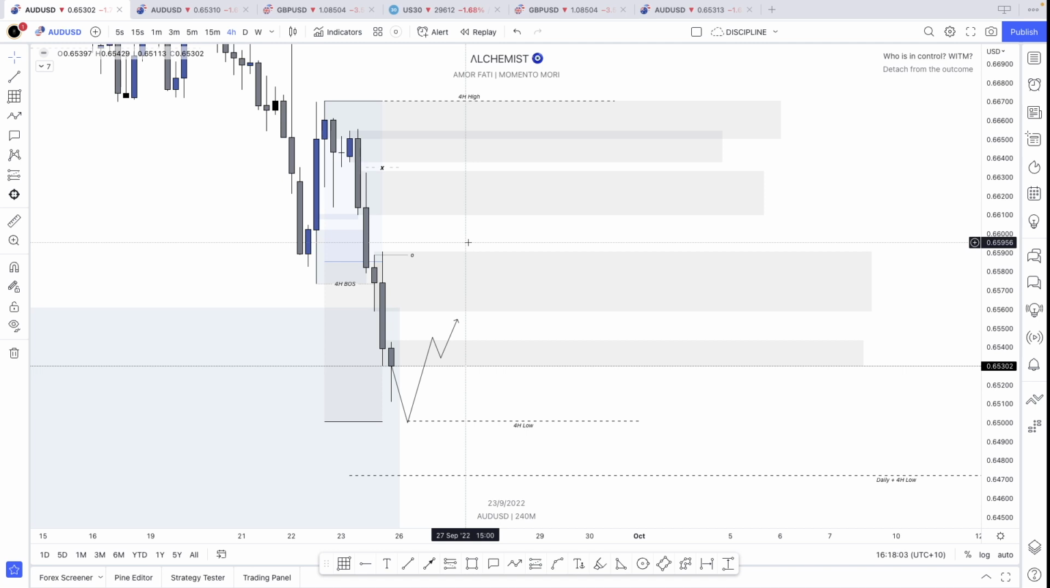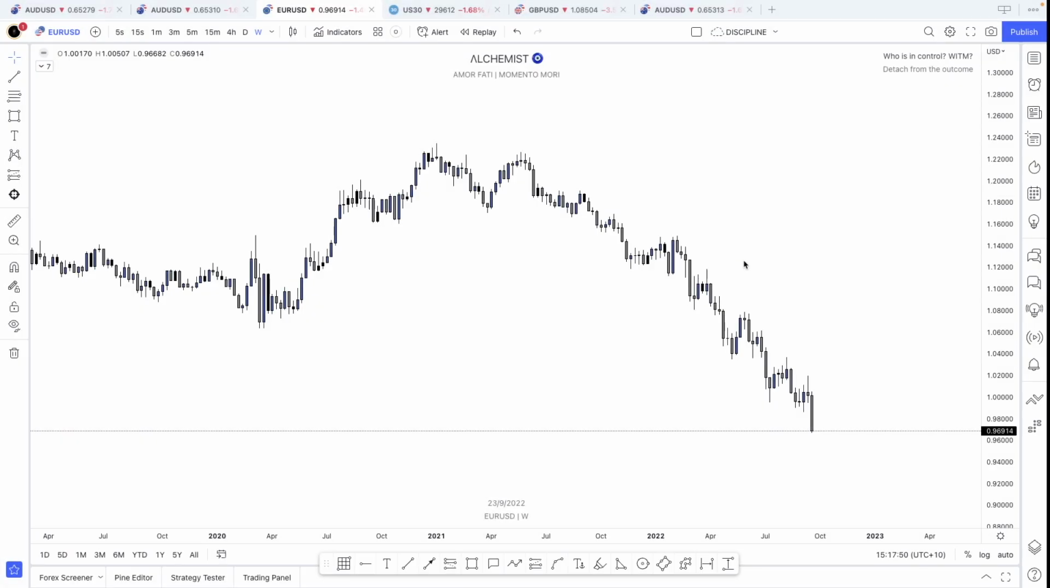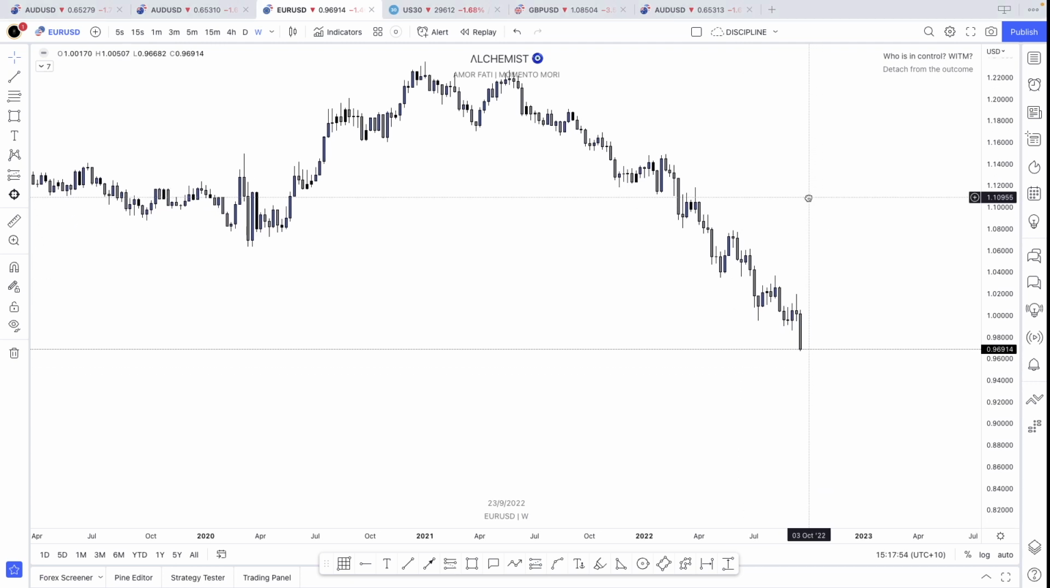Otherwise, let's have a look at EU. Okay, so jumping onto EU, we're going to start on the weekly. And again, all we need to do here is identify the most recent supply zone, as well as the demand zone that we'd either just tapped or could be approaching.